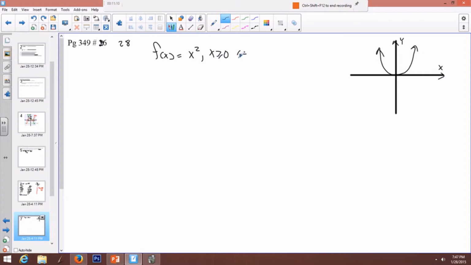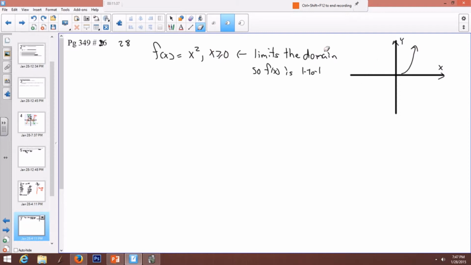So what this does is it limits the domain so that the function f of x is one-to-one. What that essentially does is it says this function is only true for values of x that are greater than or equal to 0. So basically, all it's doing is erasing that portion right there, and now this function is one-to-one.